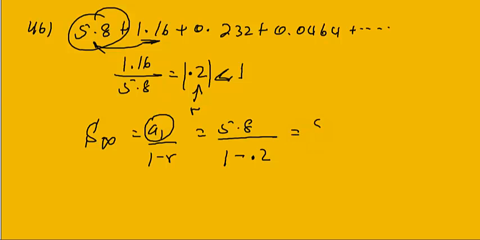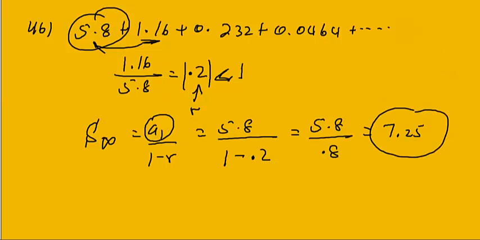This is going to give me 5.8, all that over 0.8. So all we're going to do is punch it into our calculator. 5.8, and then we divide that by 0.8. That turns out to be 7.25. So if you add all this up, this will turn out to be 7.25. It will never be bigger than that. Okay, that's the lesson.